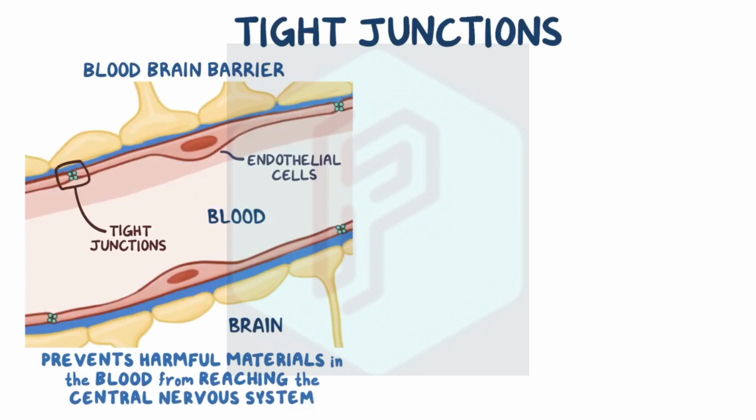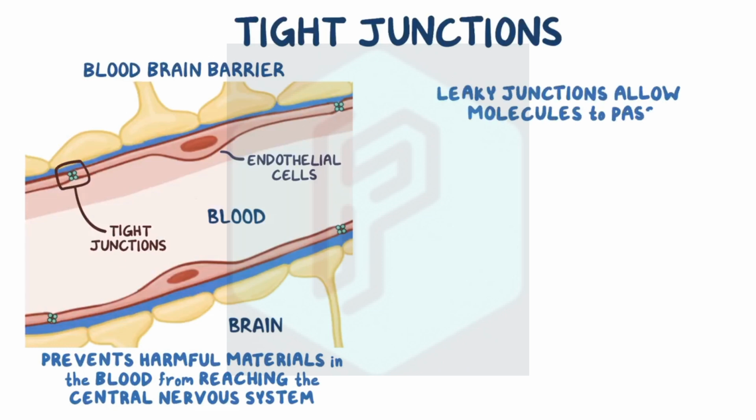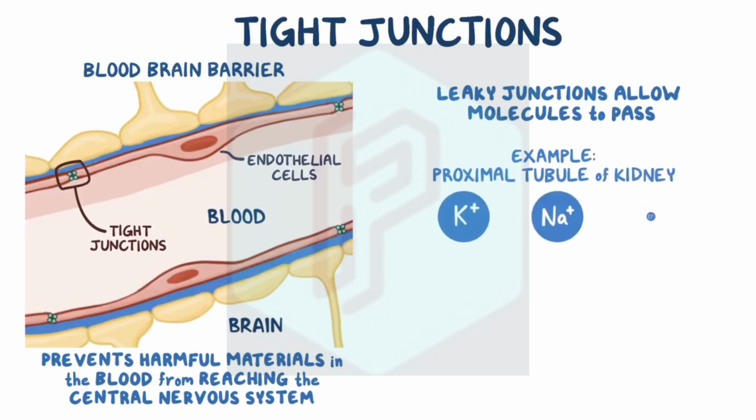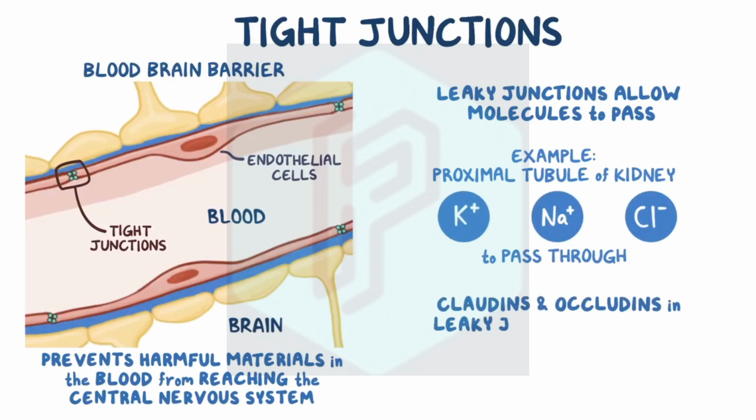Having said that, though, some tight junctions, called leaky junctions, do allow certain molecules to pass. For example, the tight junctions in the proximal convoluted tubule of the kidney allow potassium, sodium, and chloride to slip by. This is because the claudins and occludins in leaky junctions have ion pores that allow these ions to pass through.